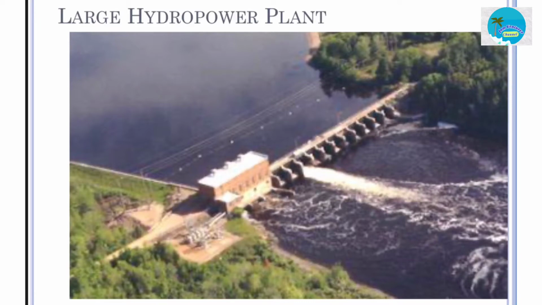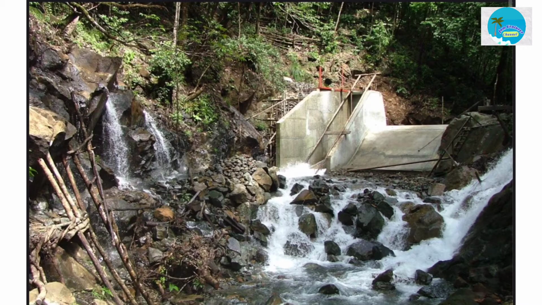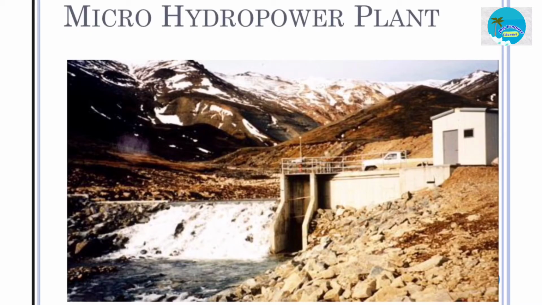Classification of hydro systems. A large hydropower plant is defined as a facility that has a capacity of more than 30 megawatts. A mini hydropower plant has a capacity of 100 kilowatts to 5 megawatts. And a micro hydropower plant has a capacity of up to 100 kilowatts. A small or micro hydroelectric power system can produce enough electricity for a home, farm, ranch, or village.